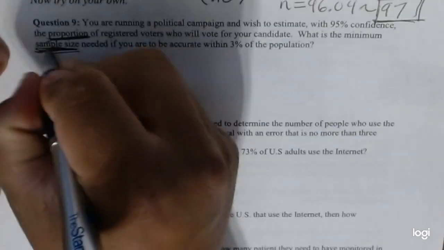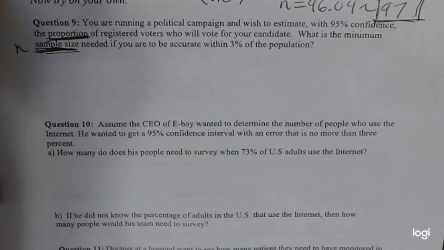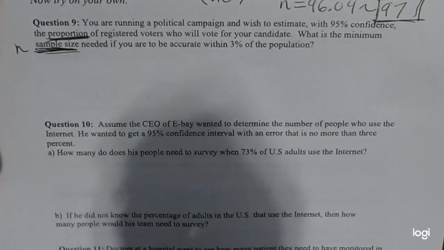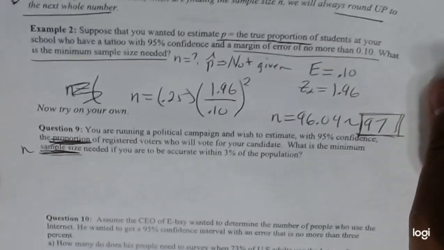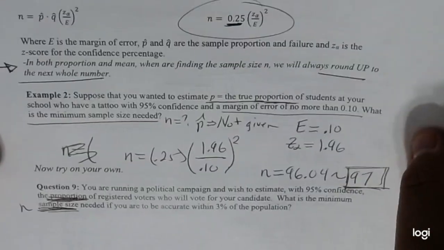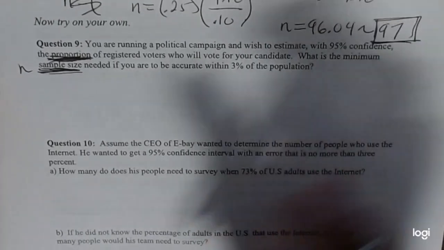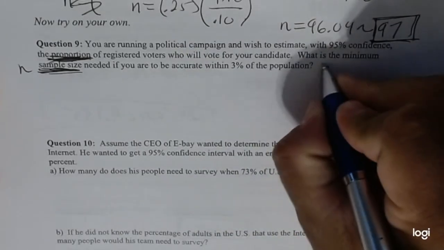So we're looking for n, the sample size, right? You need to be accurate within 3%. So we do proportion, right? It tells us it's proportion. So it's going to be one of these two. So the question now is, are we given how many people are registered voters? Hopefully you say no, right? And again, it doesn't give it. So again, p hat not given.